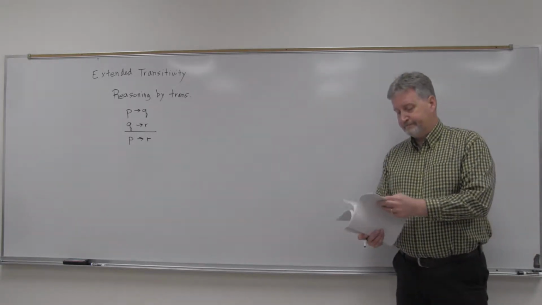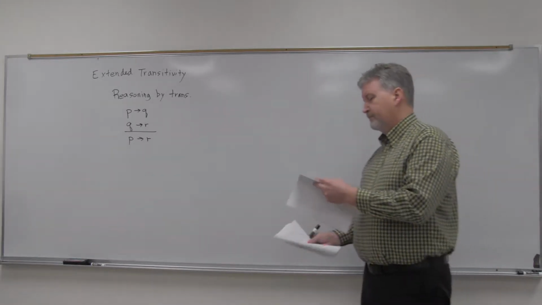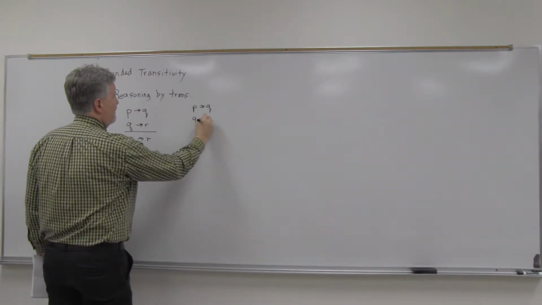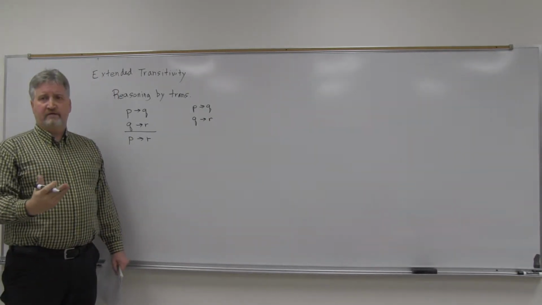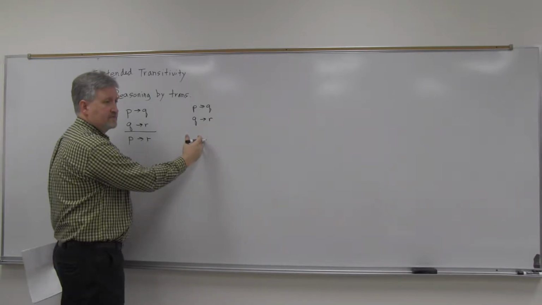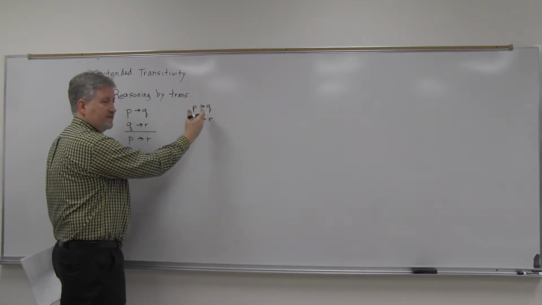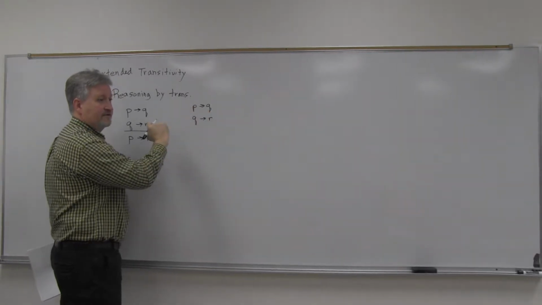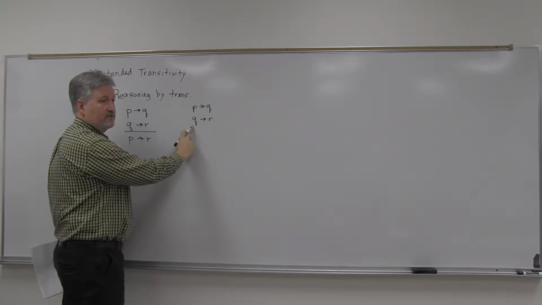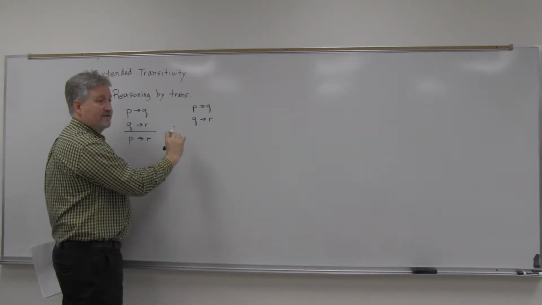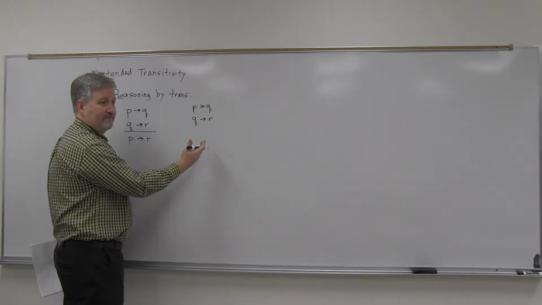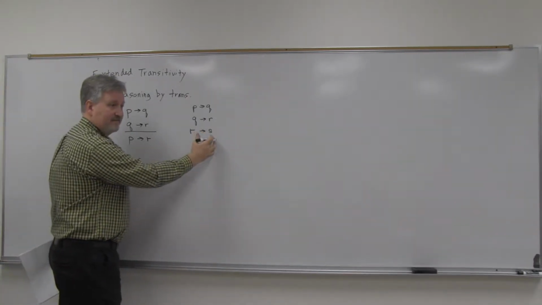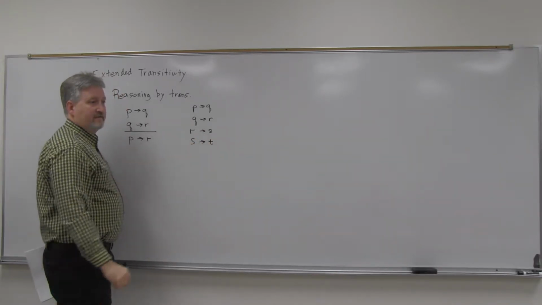If I kept that going, say P arrow Q, Q arrow R, I could keep adding premises. Notice that on each premise, the next premise starts with what the last premise ended with. P arrow Q, so this one started with Q, then we have Q arrow R. If I added a premise, it would start with R, so R arrow S, and then another premise would start with S, so S arrow T, and we could keep that going.